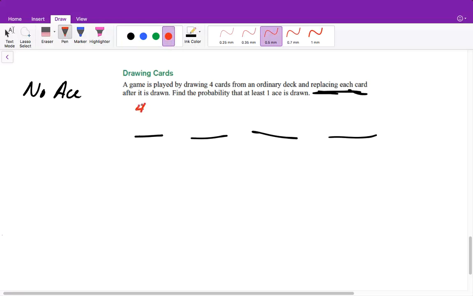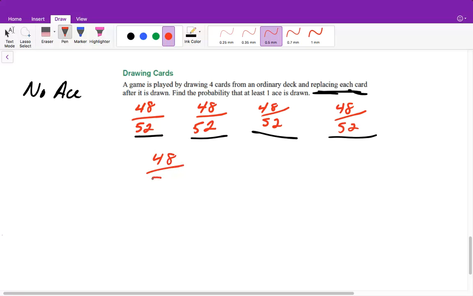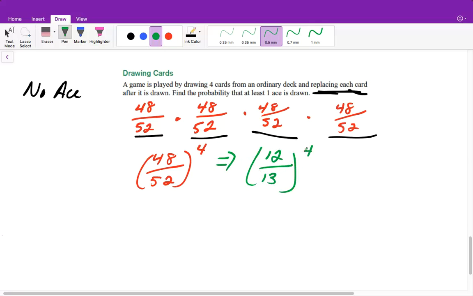So that means in our first card drawn, it would be 48 out of 52. There are 48 cards in our second card, because we're replacing it, that are not aces out of 52. And again, 48 out of 52 and 48 out of 52. So we can then take this 48 out of 52 and raise it to the 4th power because we'd be multiplying it by itself 4 times. So then this is equal to, we can reduce and say, well, it's 12 over 13 raised to the 4th power because 48 over 52 can reduce to 12 over 13.